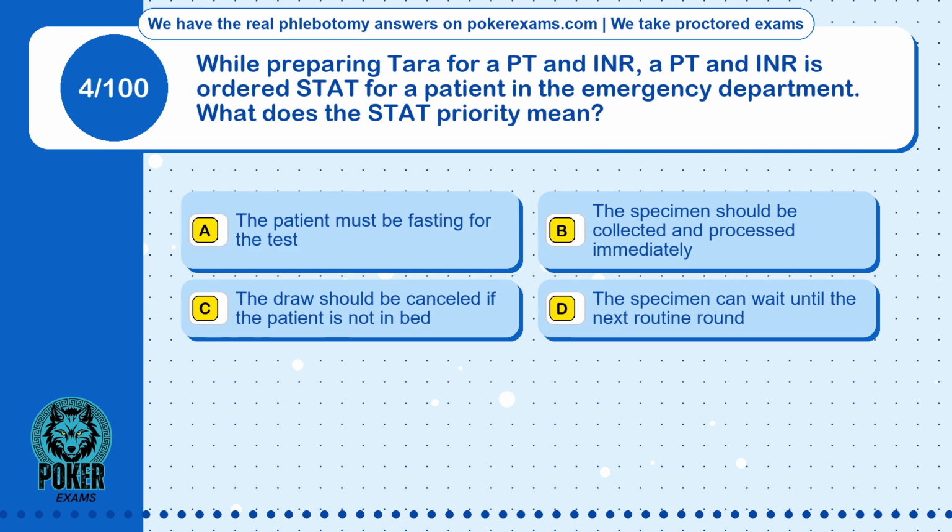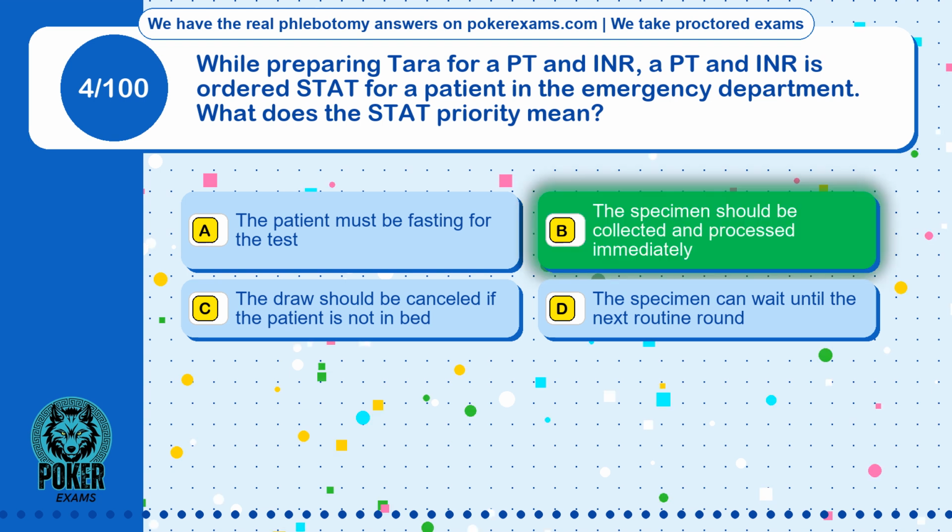Question 4. While preparing for a PT and INR, a PT and INR is ordered stat for a patient in the emergency department. What does the stat priority mean? Option A. The patient must be fasting for the test. Option B. The specimen should be collected and processed immediately. Option C. The draw should be cancelled if the patient is not in bed. Option D. The specimen can wait until the next routine round.